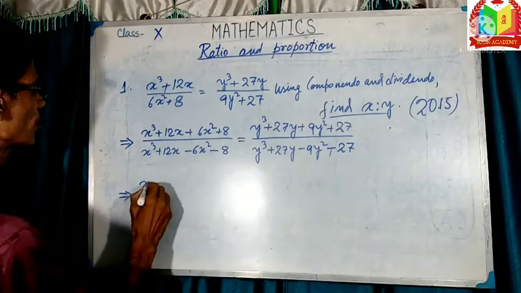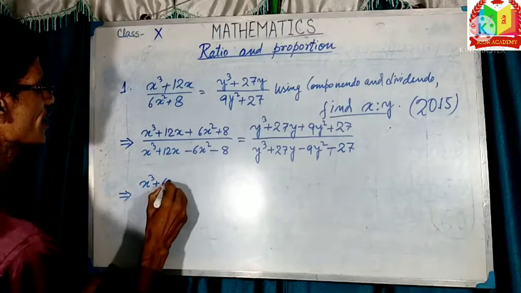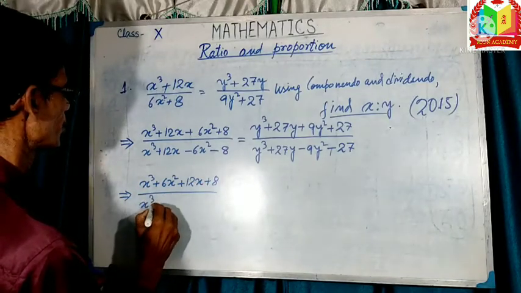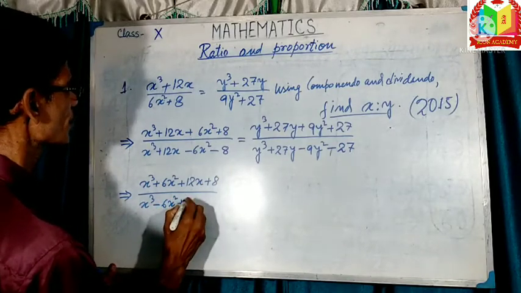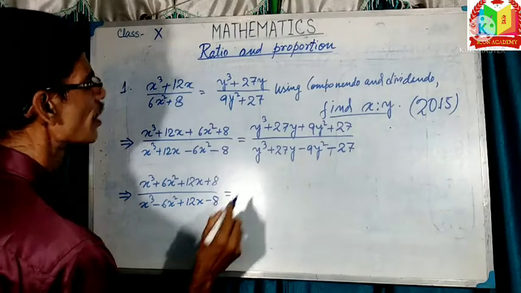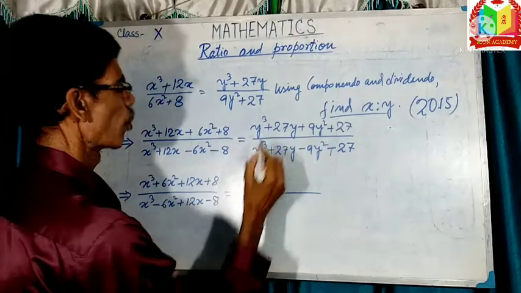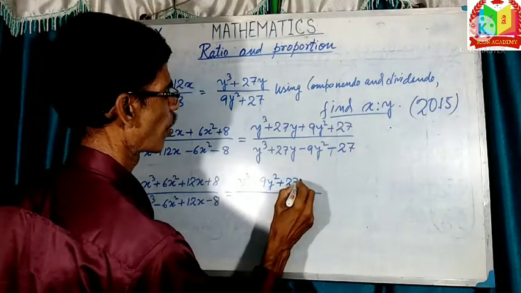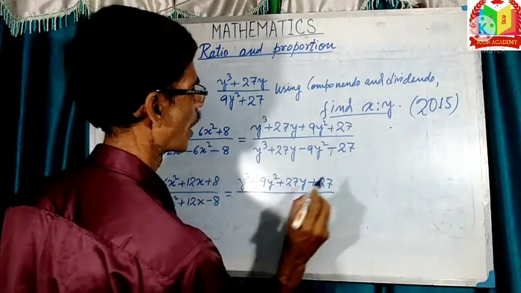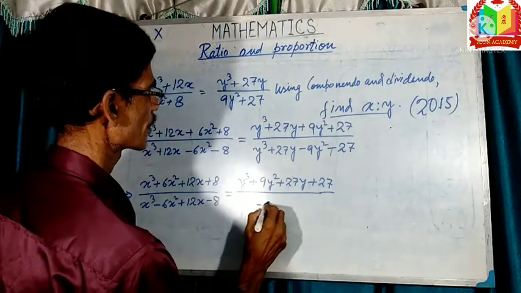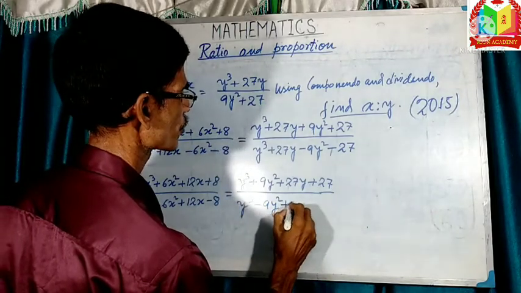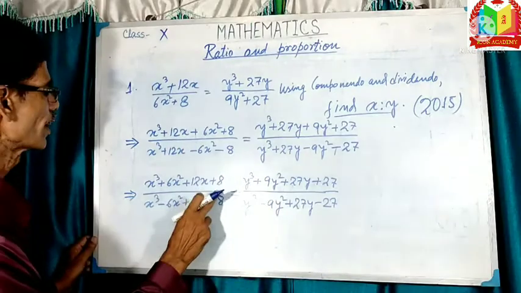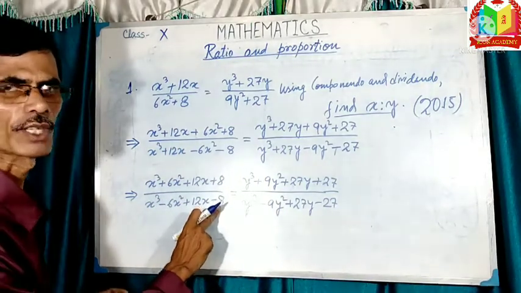Rearrange this: x cube plus 6x square plus 12x plus 8 by x cube minus 6x square plus 12x minus 8, equal to y cube plus 9y square plus 27y plus 27 by y cube minus 9y square plus 27y minus 27. Here we can use the (a plus b) whole cube and (a minus b) whole cube formula. How?